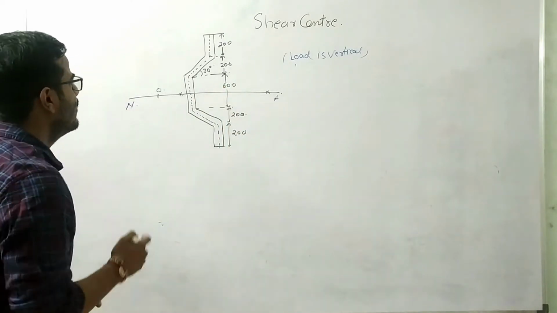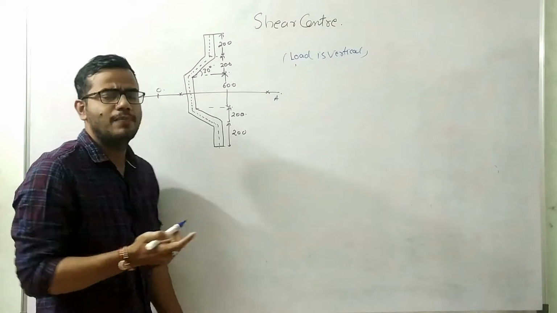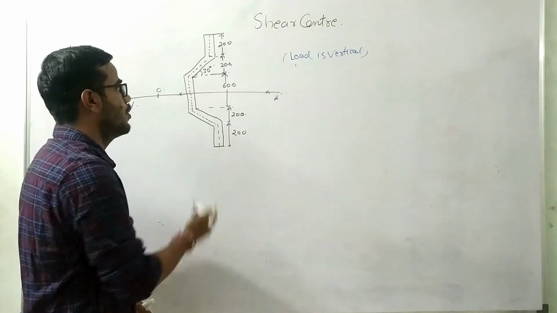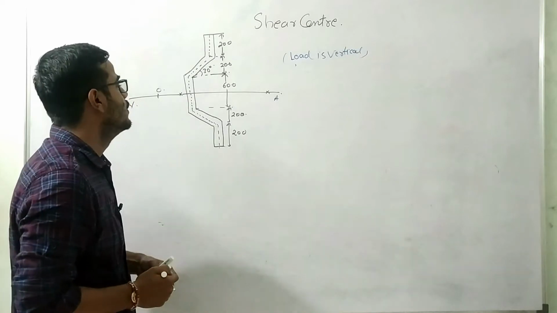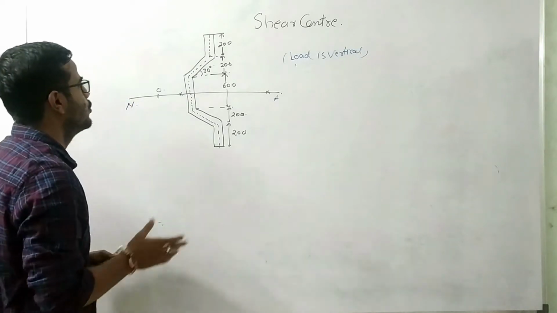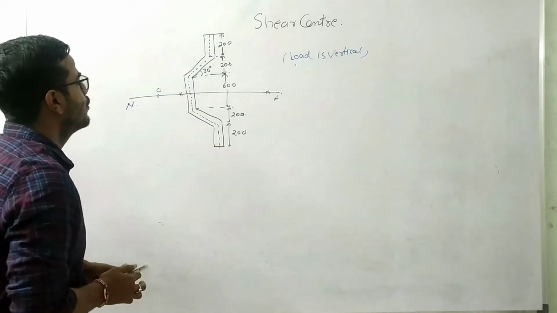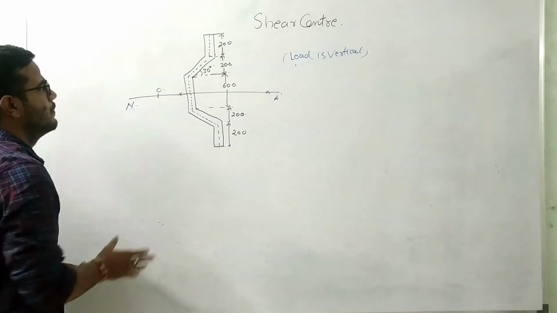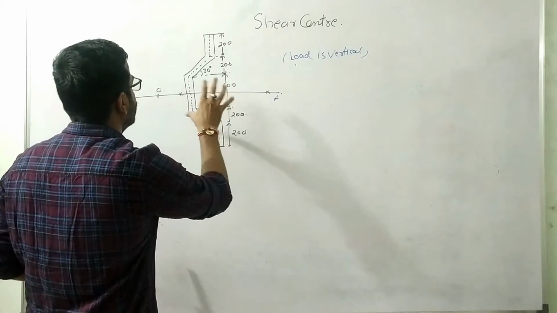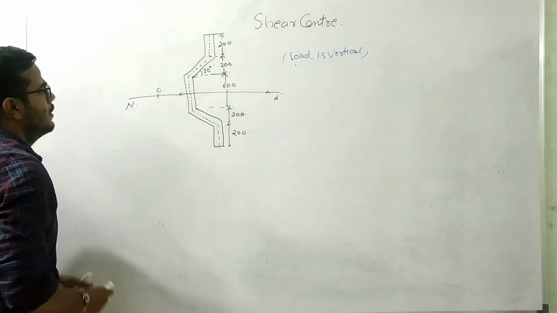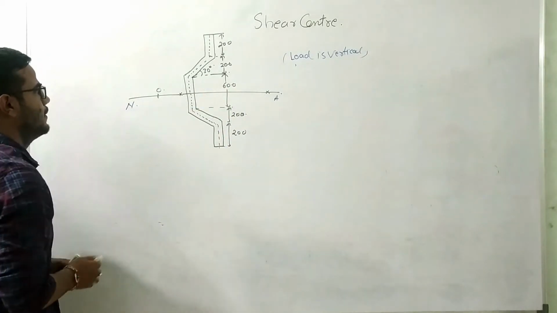Why will this member twist if we apply the load across this centroid? These things we have already discussed in detail in previous lectures. If you have any doubt regarding that, you can refer to the previous lecture. So coming back to this problem, this is a thin walled open section, which is susceptible to twisting. So what do I need to calculate? The shear center, right?